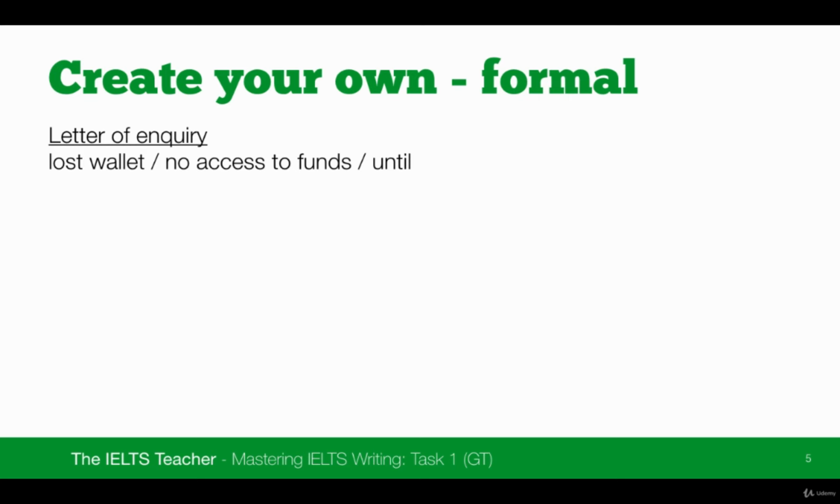So here I've got part of the dependent clause, part of the independent clause, and the subordinating conjunction. They're not necessarily in the right order. You may need to move the different elements around, and of course you'll have to add some of your own language as well. So letter of inquiry: lost wallet, no access to funds, until.